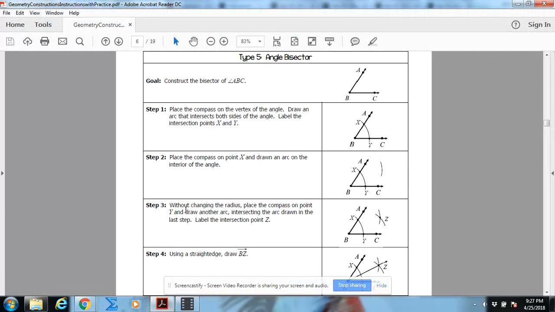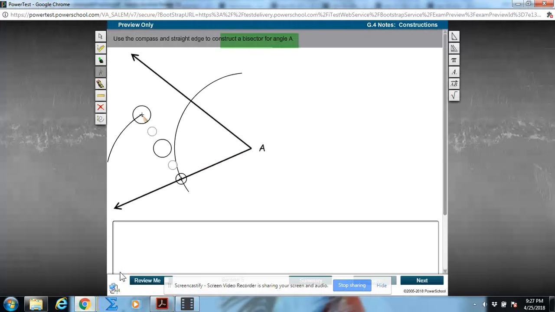Step 3, without changing the radius, place the compass on point Y, which is the other line, and draw another arc. They shall intersect out here in the interior of this angle. So switching over here, not changing the radius of the compass. Draw another arc so that you have an intersection in the middle of the angle.